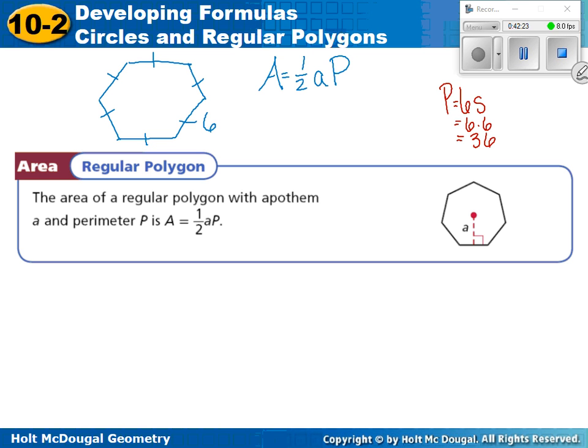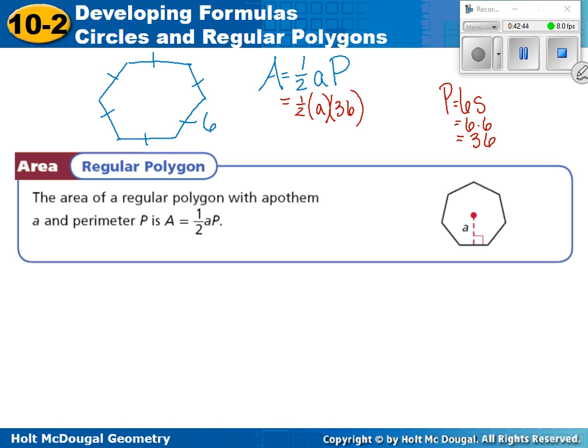If you know the side length, the perimeter is going to be pretty easy. They are not always going to give you the side length, but if they do, that part will be easy. Plug it in. So now we have 1/2. We still need the apothem, but we know the perimeter is 36. Are we good so far? Okay. Now we need to figure out our apothem.